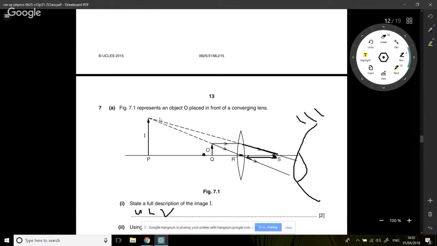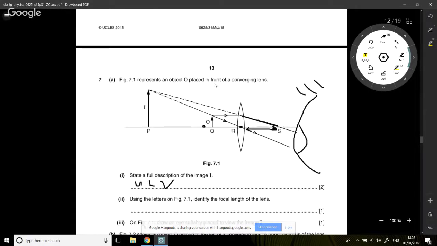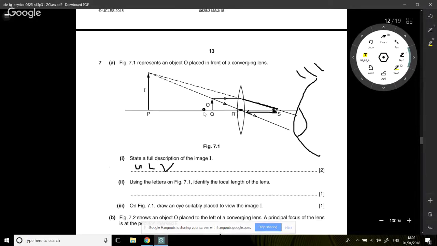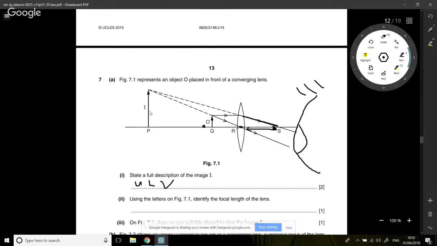It represents the object O placed in front of a converging lens. State a full description of the image at I. Well, it's a lot of information given to us in this diagram. Basically, this is pointing up, so the image is upright. It's larger than the object, so you can just write larger image, and it's a virtual image, and that is because it's sitting on this side of it.